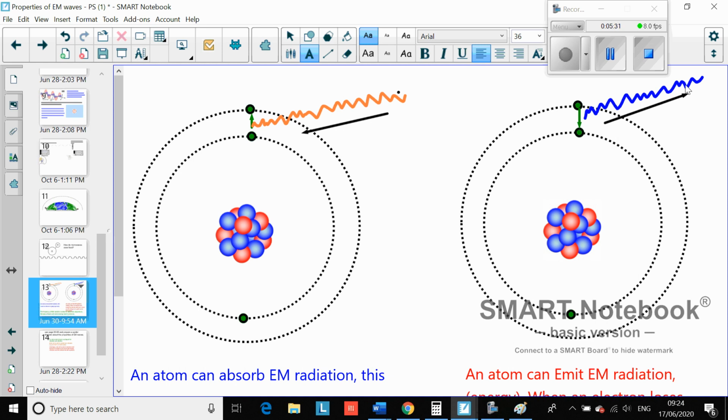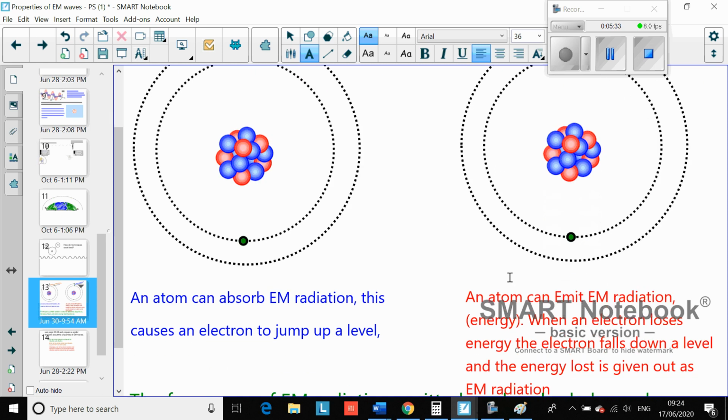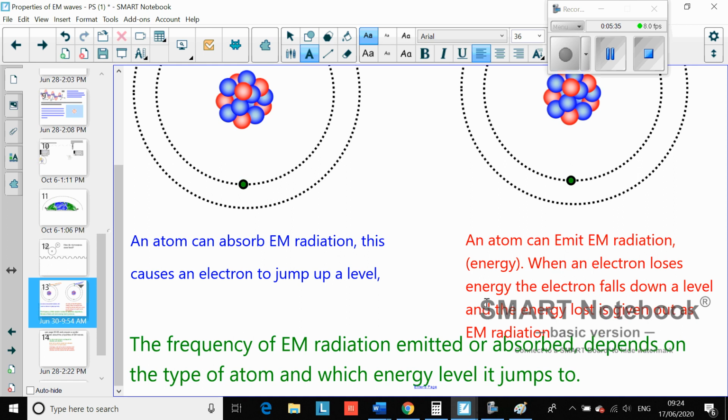Okay, different frequency. But an atom can emit electromagnetic radiation when an electron loses energy. The electron falls down a level and the energy is lost or given out as electromagnetic radiation.